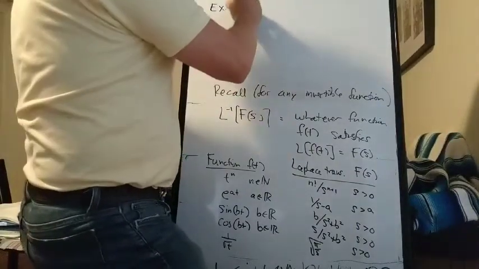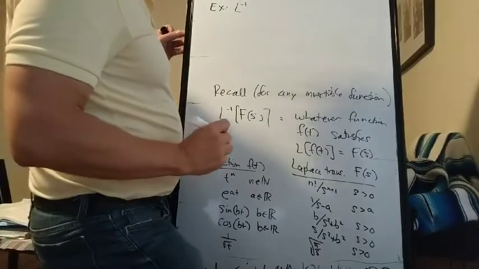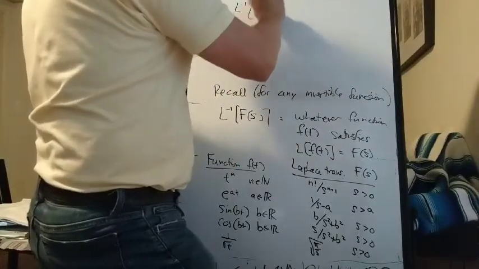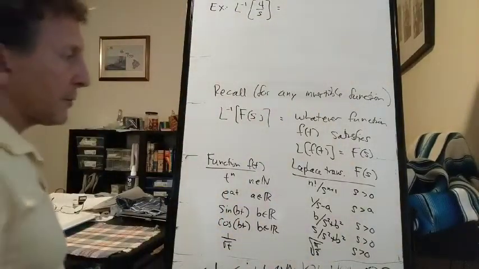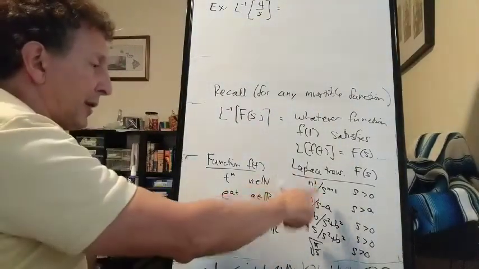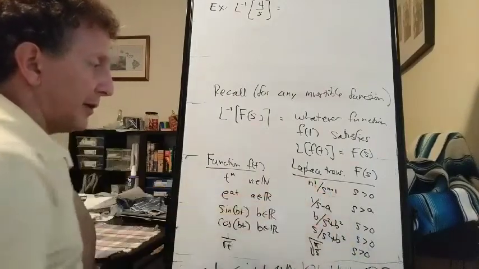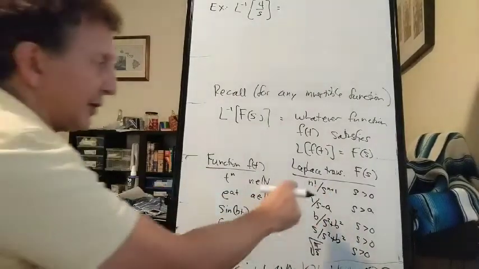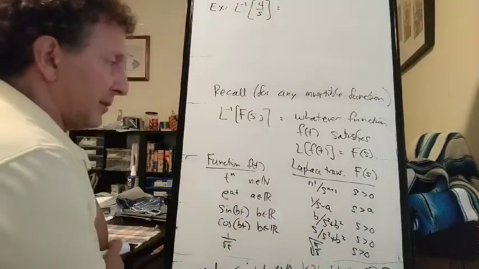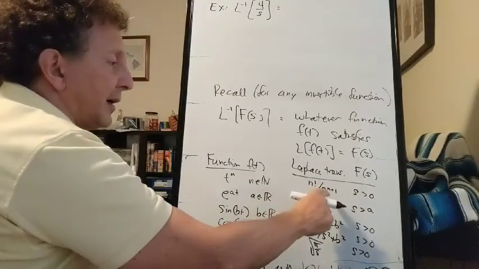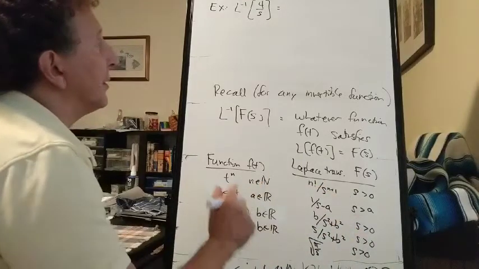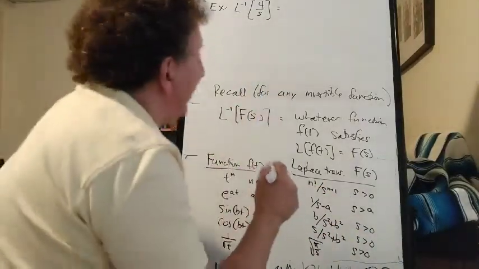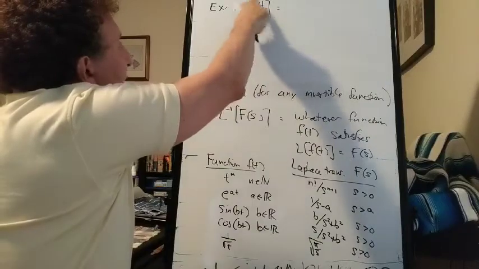So let's take the inverse Laplace transform of 4 over s. Now if we look at the right hand side, this looks a little bit like the first entry here. We've got number over a power of s. So to undo that, I guess we have to express the power of s as something plus 1. And since this is linear, the number can come out.